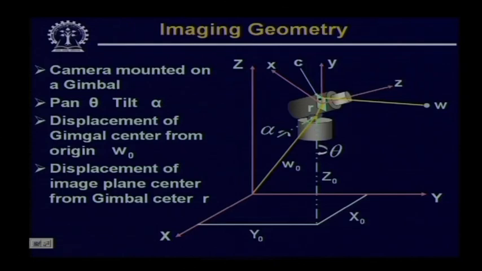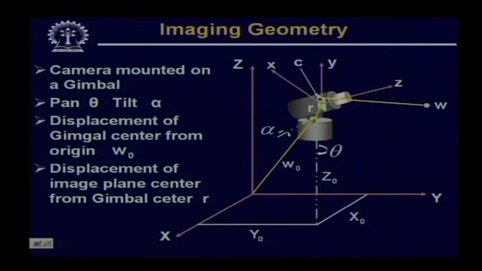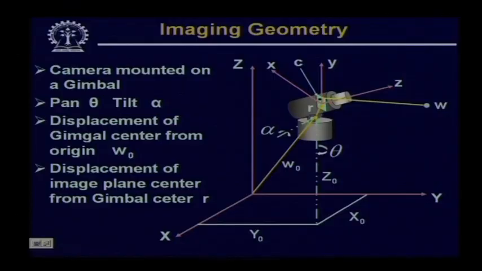So, in the last class, we were given an imaging setup like this, where the 3D world coordinate system is given by capital X, capital Y and capital Z. In this world coordinate system, we had placed a camera, where the camera coordinate system is given by small x, small y and small z. And we have assumed that the camera is mounted on a gimbal, where the gimbal is displaced from the origin of the world coordinate system by a vector w naught, and the center of the camera is displaced from the gimbal by a vector r. The camera is given a pan of angle theta, and it is also given a tilt of angle alpha.